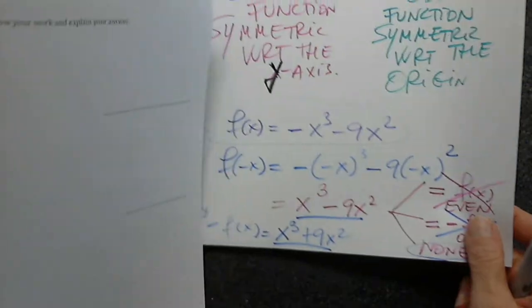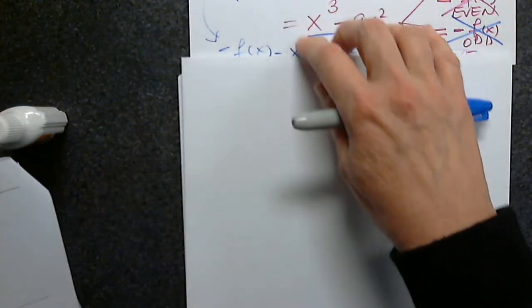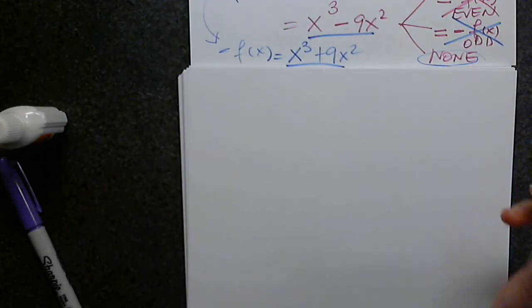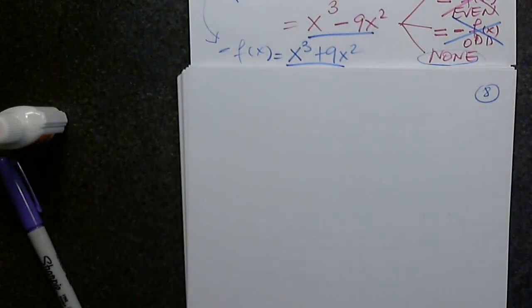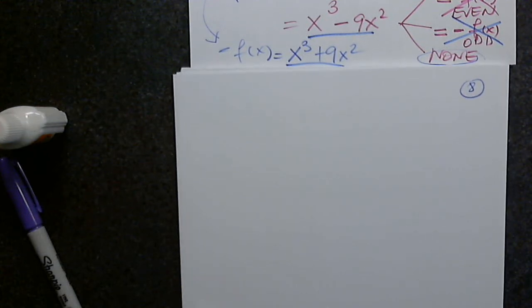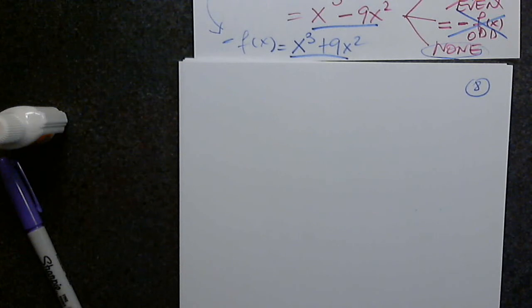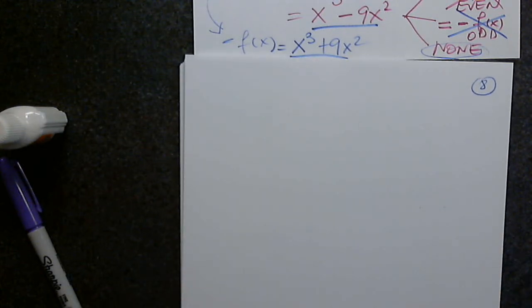Okay, 16. But relations, yes. Relations can be symmetric with respect to all of them. The x-axis, the y-axis, and the origin. Okay? Or just two of the above.